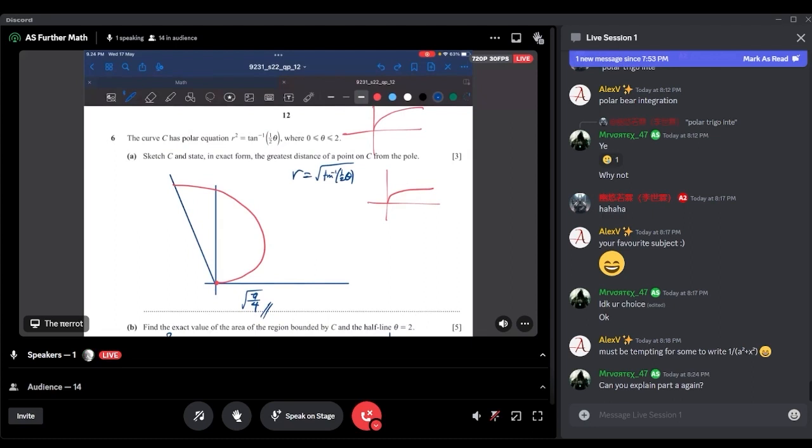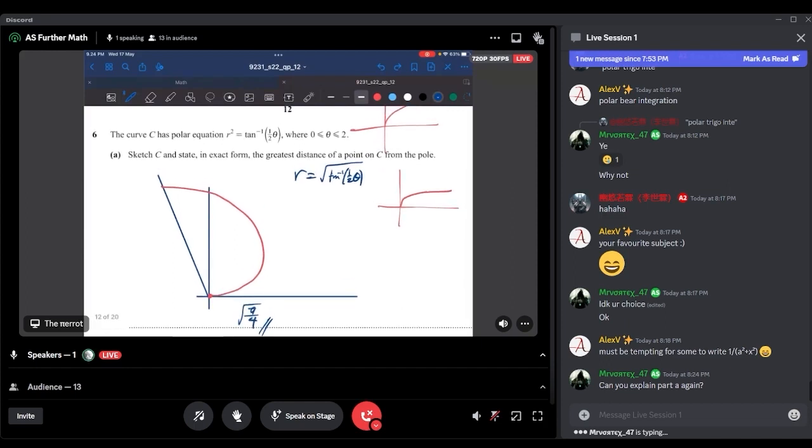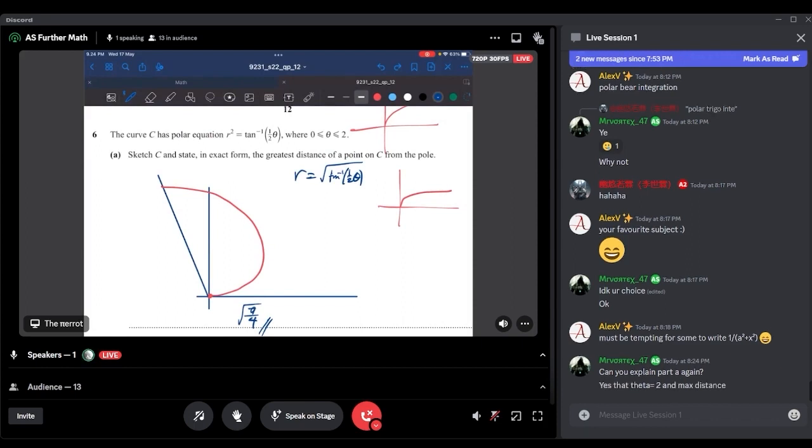Sketching is basically the idea that you just study the function tangent inverse of half theta. Well, it is a strictly increasing function, so your r should increase over time. Theta of 2 gives the max distance.